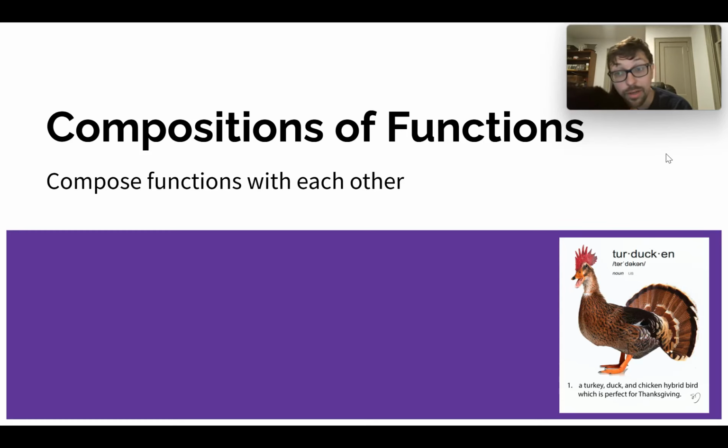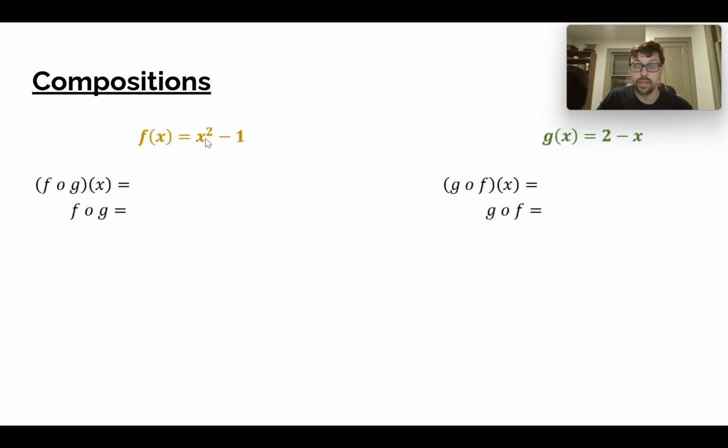Hi, in this video we're going to be talking about compositions of functions, which is where we put functions inside of each other, similar to a turducken, a turkey and a duck and a chicken. So here I've got my two functions, f of x and g of x. This is our notation to say that we want to do a composition of these two functions. So this f circle g means f of g of x.